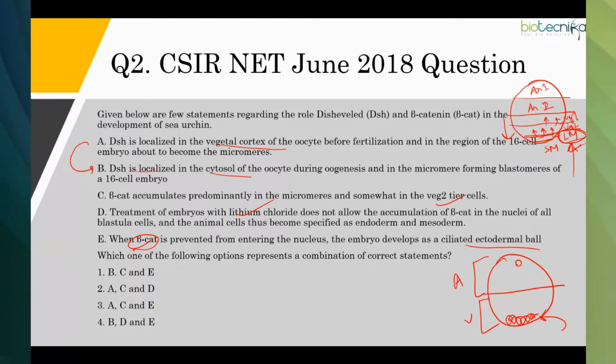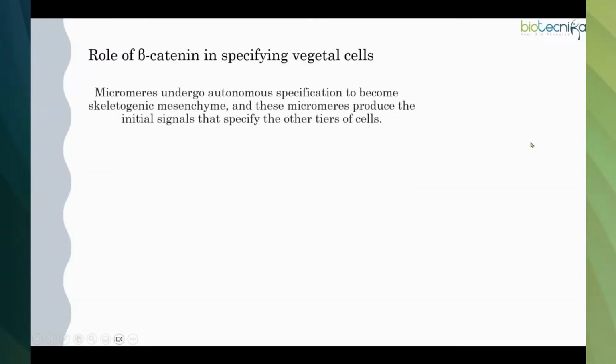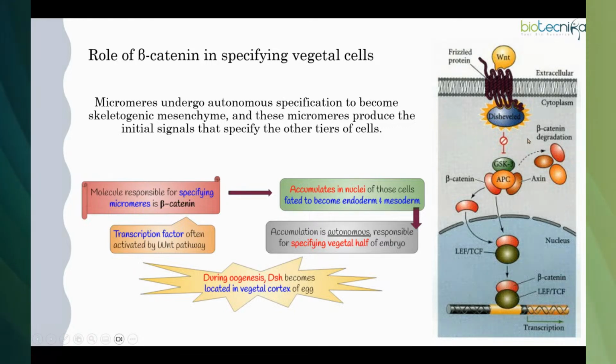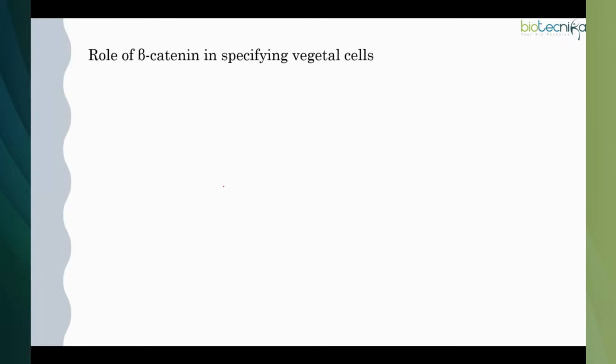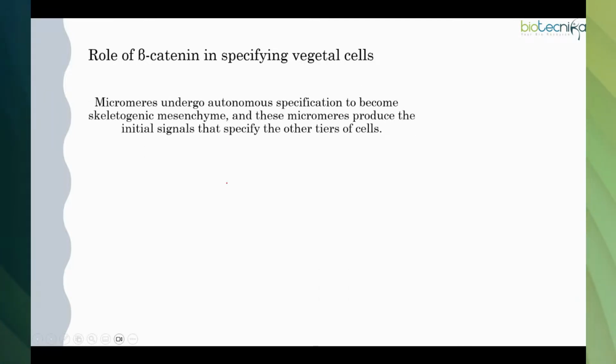Now, if you don't know the correlation, see, unit 5 has a close relation with unit 4, that is cell signaling. Okay. No, Sarita, they will be present in the vegetal cortex. So that is why A will be correct. Okay. Here A, C and E will be the right answer. Yes, option 3 will be correct. Correct. Okay. So see, role of beta catenin in specifying the vegetal cells.